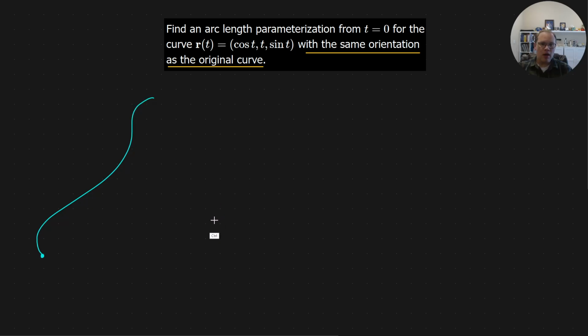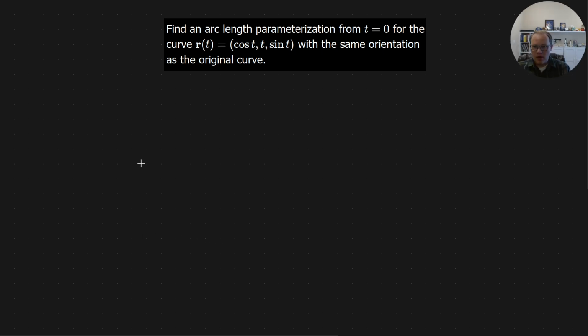Generally, unless you really try, an arc length parameterization will have the same orientation as your original curve. So you don't really have to worry about that. It kind of pops out automatically.